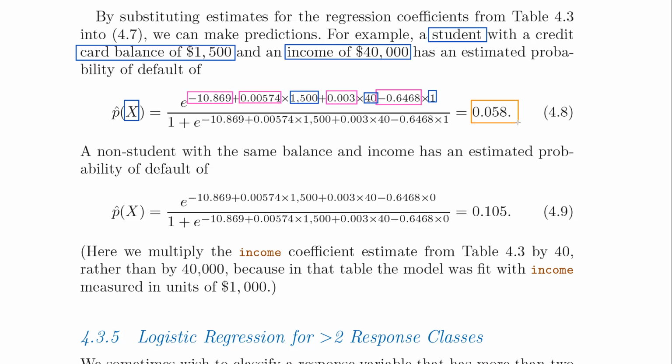It's not just a case of you're going to issue the loan, or you're not going to issue the loan. A non-student with the same balance and income has an estimated probability of default of, well, now it's nearly double. So it's the same inputs, credit card balance of 1,500, annual salary of 40K, but now it's not a student, and now it's 10%. And as you would expect, in actual fact, students are less risky for a given, and that's always what you're doing, right? When you have someone in front of you, for a given credit card balance, for a given income. So here we multiply the income coefficient estimate from table 4.3 by 40. Yep. So the model is measuring in thousands.